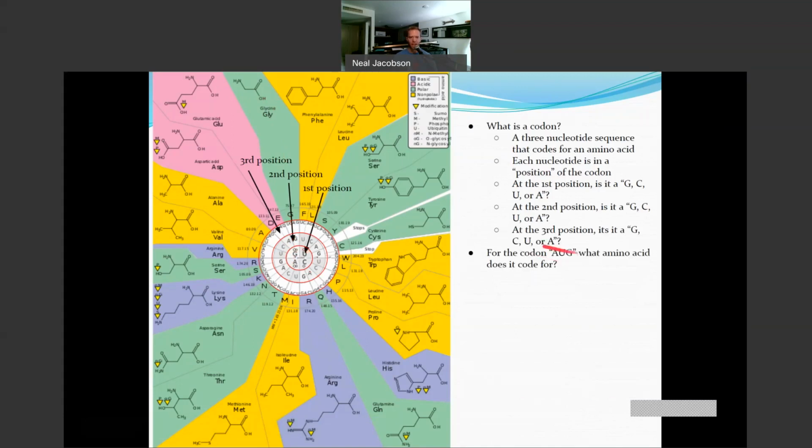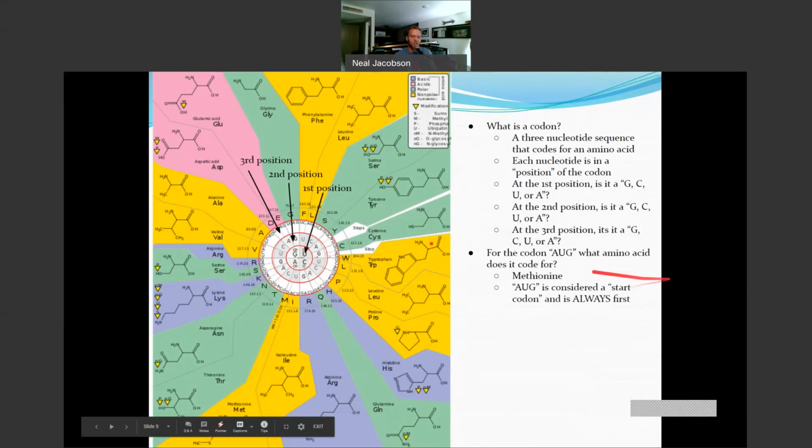So let's ask this question. For the codon AUG, what does it code for? A is the first position, U is the second position, I kept giving it away here, and G is the third position. So that codes for methionine. And AUG is always the first one. It's the start codon.